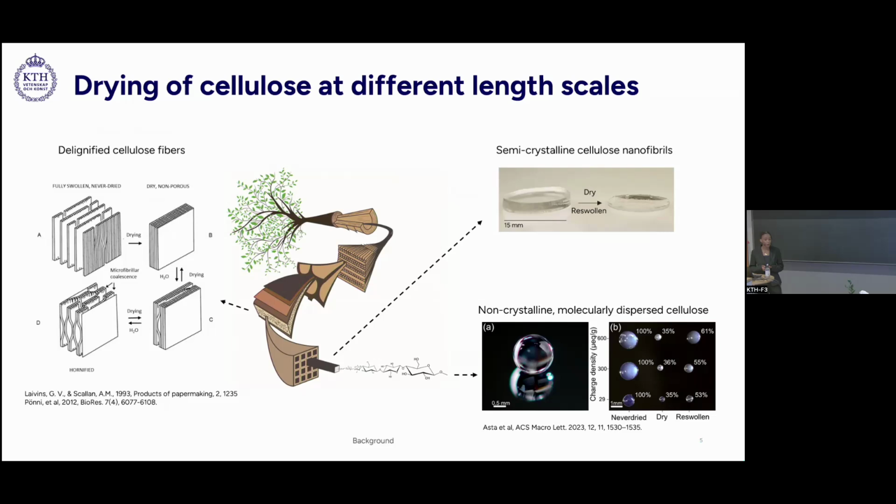And what's interesting, however, is that drying results in a similar reduced ability to hold water at different length scales of cellulose. It occurs with macroscopic fibers, it occurs with cellulose nanofibrils, and it even occurs with dissolved and regenerated cellulose polymers.